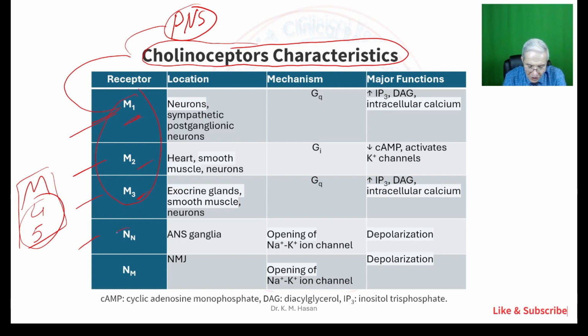Then we have the nicotinic receptor available in ganglia, and the nicotinic receptor available in the skeletal muscle. So we have two types of nicotinic receptor and three popular types of muscarinic receptor. We need to remember the location, the mechanism, the G protein, and the major function for each of these. We need to practice this to memorize and understand the consequences for any concept.